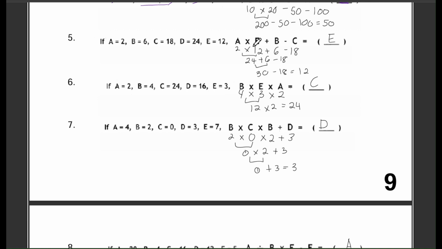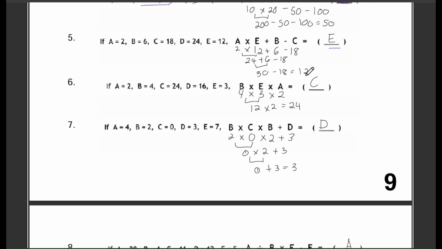A times E plus B, minus C equals? Our options are A, B, C, D, E. The correct answer is E. Here's the breakdown. A is 2 and E is 12. 2 times 12 is 24. Add B, which is 6. 24 plus 6 is 30. Subtract C, which is 18.